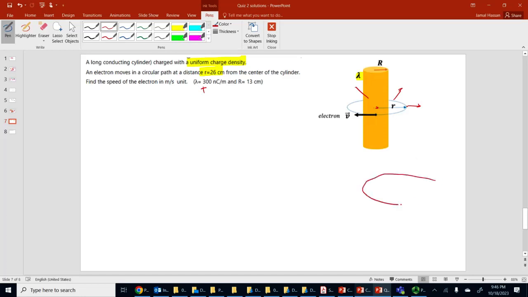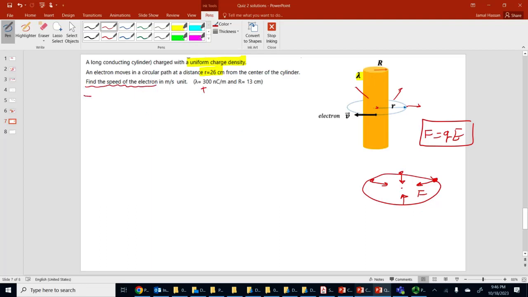So let me draw it like this. Electron here, there will be a force on the electron that goes to the center. So it's basically the centripetal force taken in physics 1. But that force is equal to the charge of the electron multiplied by the electric field. The question asks to find the speed. Well, this is centripetal force.